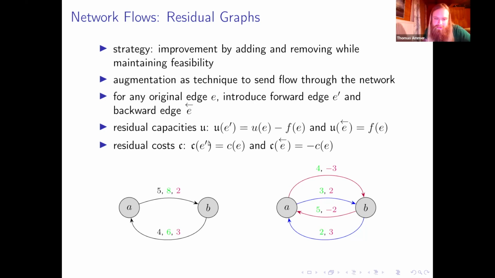And now when the costs are involved, the intuition behind a forward edge is to increase the flow along the original edge. And that means the costs of a forward edge should be the same as the costs of the original edge. And because the intuition behind sending flow along a backward edge is to reduce the flow along the original edge, well, we would save costs, and that means the costs of a backward edge should be the negated costs of the forward edge.